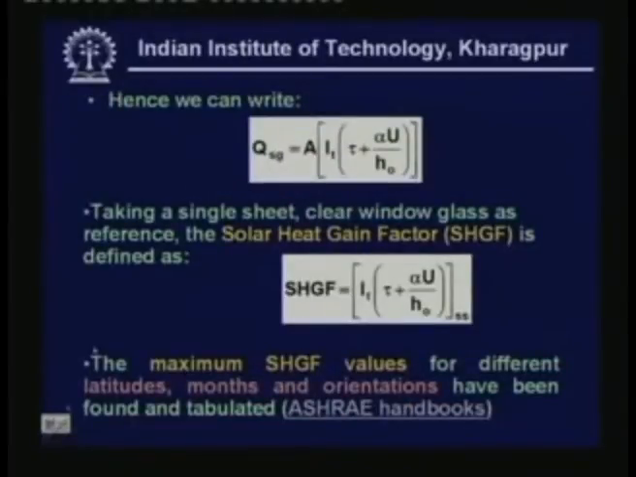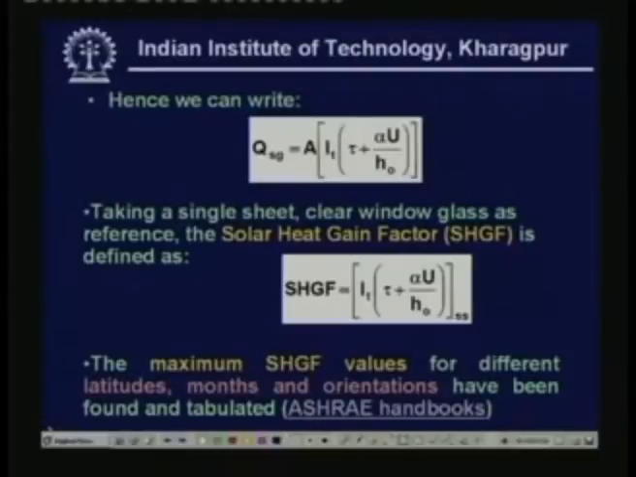Now what we can do is, from the last expression, we can write QSG like this. Take out A, and you can also take out IT. So you can write QSG is A into within brackets IT multiplied by within brackets tau plus alpha U by h naught. As I said, tau is the transmittivity, alpha is the absorptivity, U by h naught is your fraction n. Now what is done is, a single sheet clear window glass is taken as a reference, and a factor called solar heat gain factor or SHGF is defined as follows.